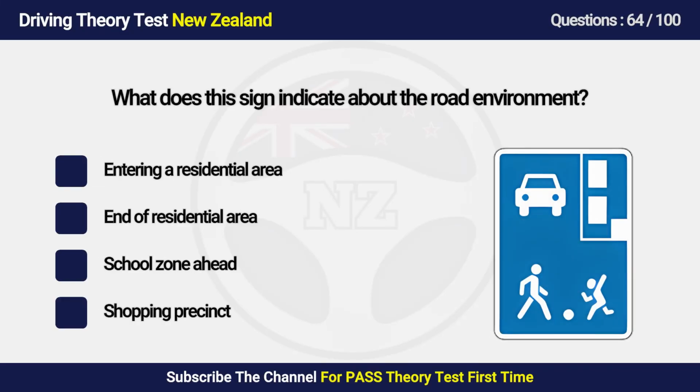A. Entering a residential area. B. End of residential area. C. School zone ahead. D. Shopping precinct.